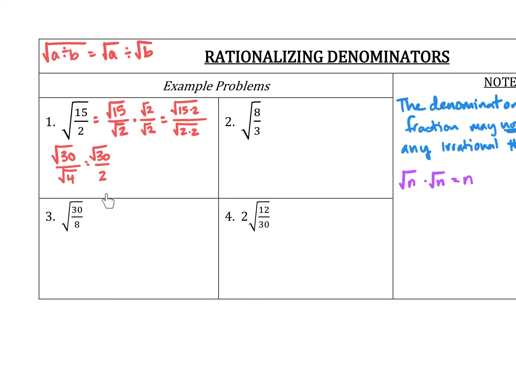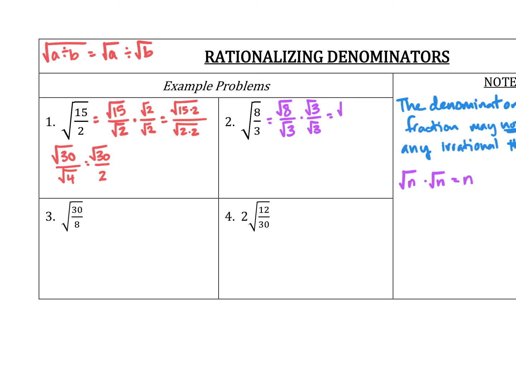Let's do a few more examples like this where maybe some different things are going to happen. You can see in number 2 we have the square root of 8 over 3. So we're going to think of that as the square root of 8 divided by the square root of 3. But now we need to clean up that denominator. So we're going to multiply top and bottom by the square root of 3. We're going to multiply by 1. It's going to look like the square root of 3 over the square root of 3.